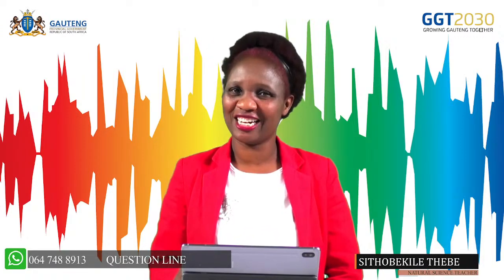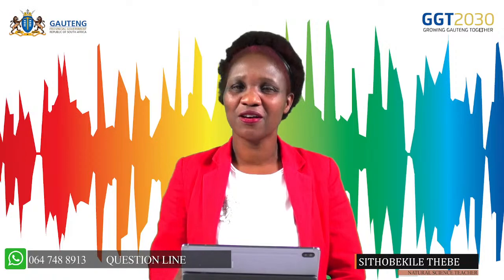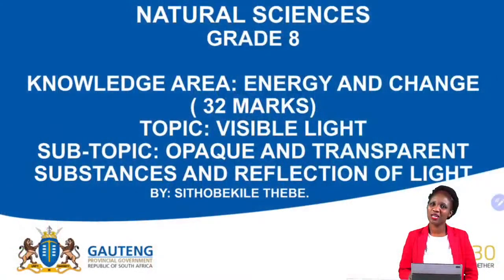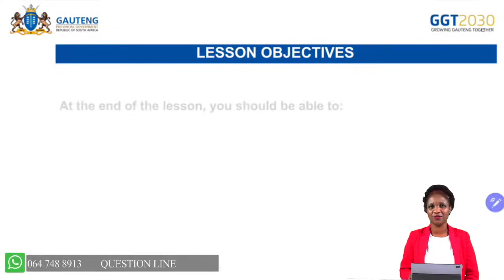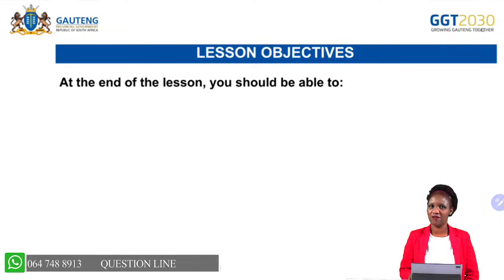What's our topic today, grade 8? We are continuing with visible light, and today we are going to be focusing on opaque and transparent substances and reflection of light. Before we do anything, we have to set a goal for ourselves. We need to achieve something by the end of this lesson. What is it that we're going to achieve by the end of the lesson?